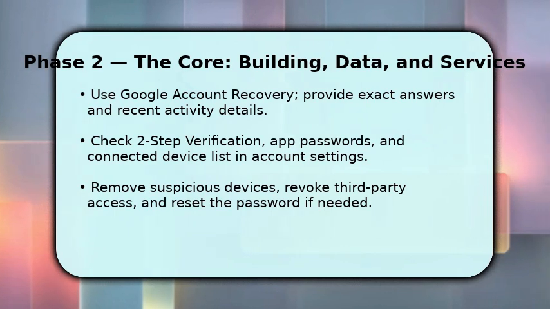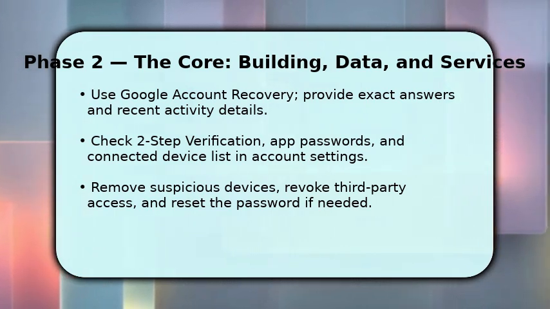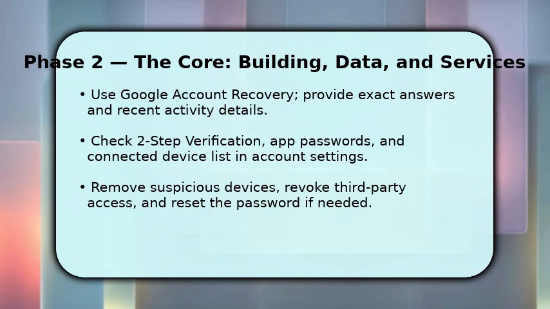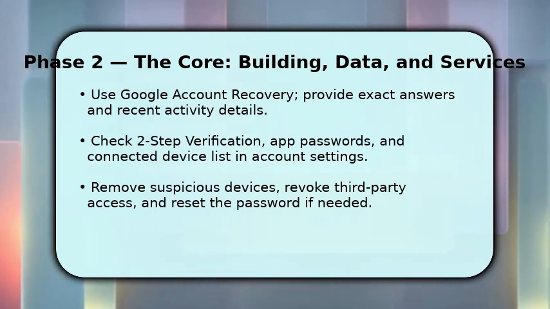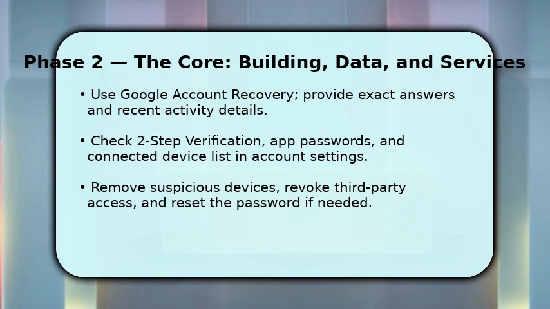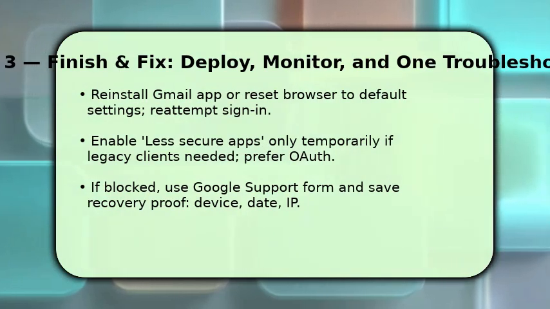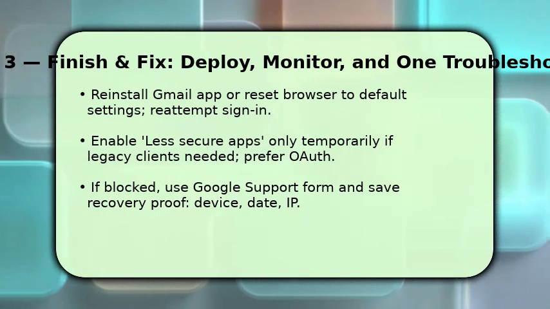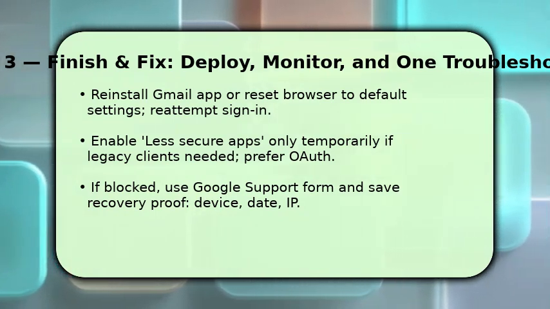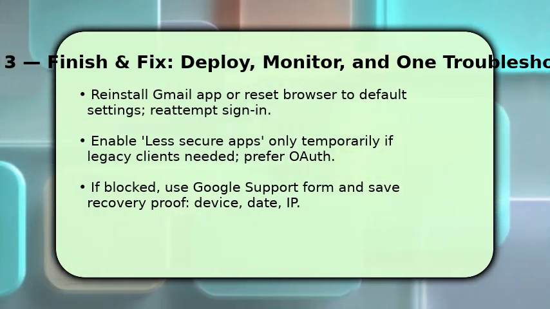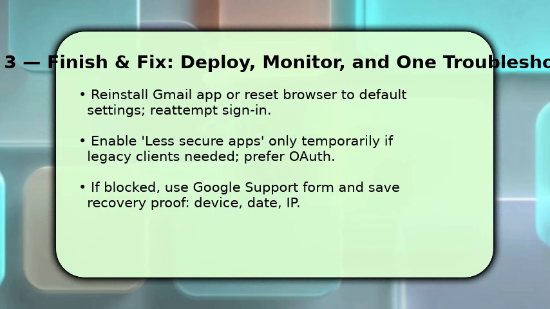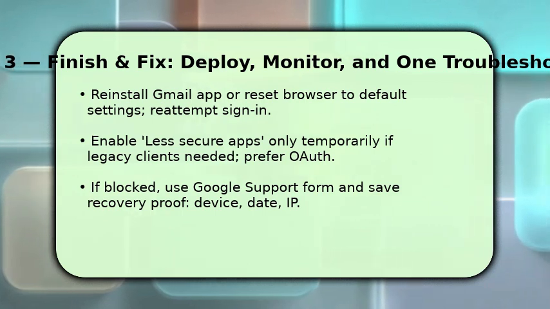If you suspect compromise, reset your password to a strong, unique one and create an app-specific password for older mail clients. To finish, reinstall the Gmail app or reset your browser to defaults, then retry signing in. This clears lingering configuration errors. Make sure Modern OAuth is used. Enable less secure app access only as a last resort temporary measure for legacy clients.